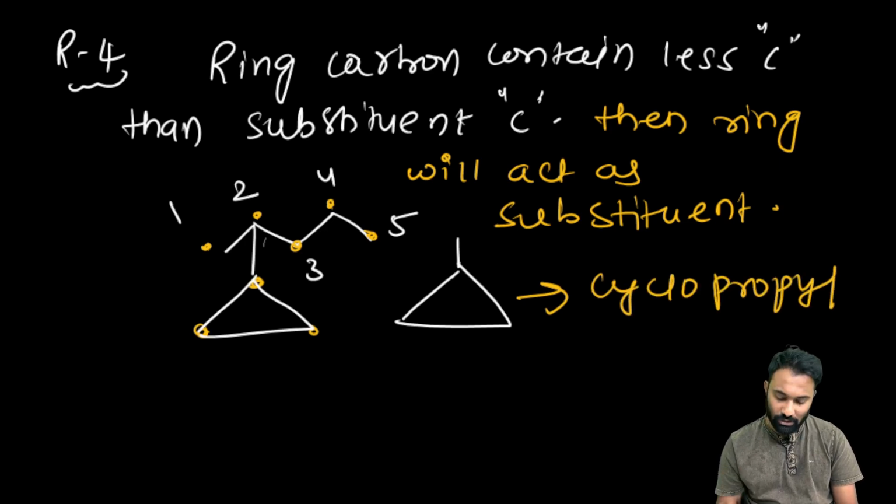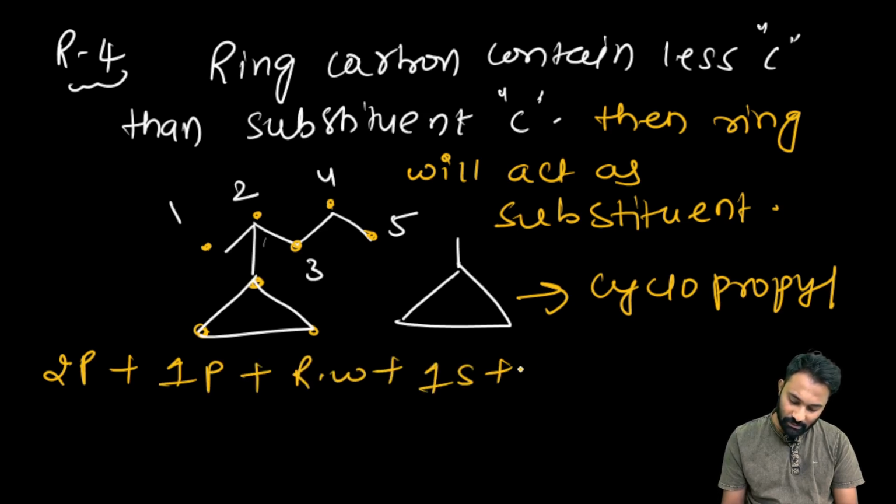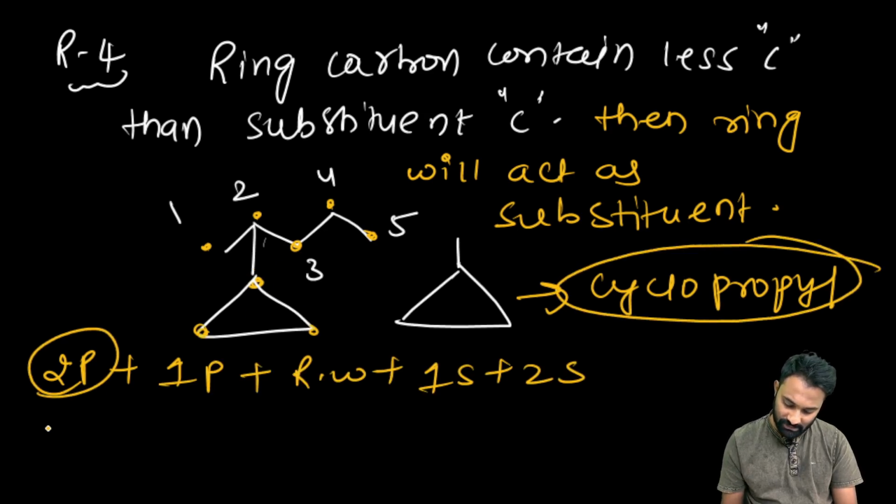Clear? Now give the naming for this compound. How to give the naming? First the 2 degree prefix, plus the 1 degree prefix, plus the root word, plus the 1 degree suffix, plus the 2 degree suffix. Now which one is the 2 degree prefix? The substituent, right? What is the substituent here? This is cyclopropyl.